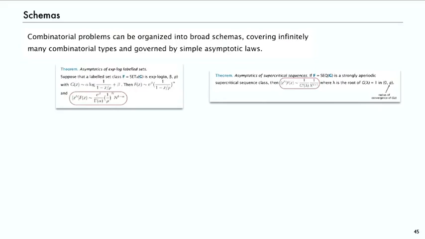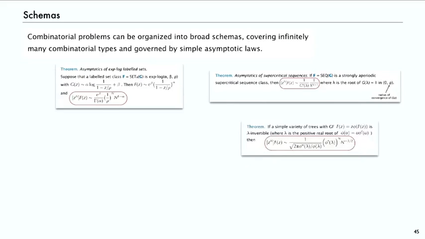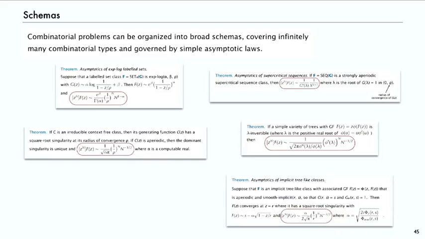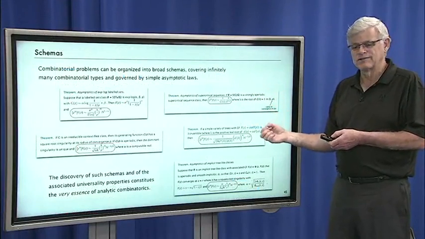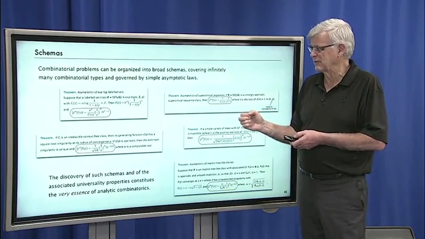If it's a set under certain technical conditions, again, we get asymptotics. Or a simple variety of trees where it's recursive, again, certain technical conditions, or context-free, or implicit tree-like classes. These schemas cover a very broad variety of combinatorial constructions, and we immediately have coefficient asymptotics under certain technical conditions. One of the most important aspects of analytic combinatorics is the discovery of schemas like this and the associated universal laws. That's the very essence of analytic combinatorics.